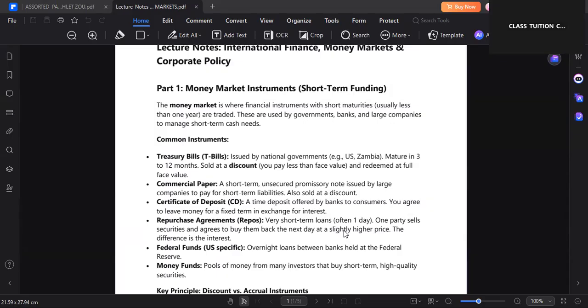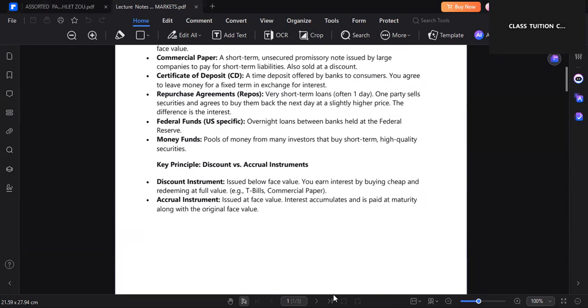Okay, so we move on. You now need to understand some distinctions. We have what are called discount instruments. We have what we call accruals instruments. Okay, what is a discount instrument? Discount instruments are issued below the face value. For instance, you pay 950 for a 1,000 kwacha treasury bill. So at maturity, you get 1,000. So your profit is what?